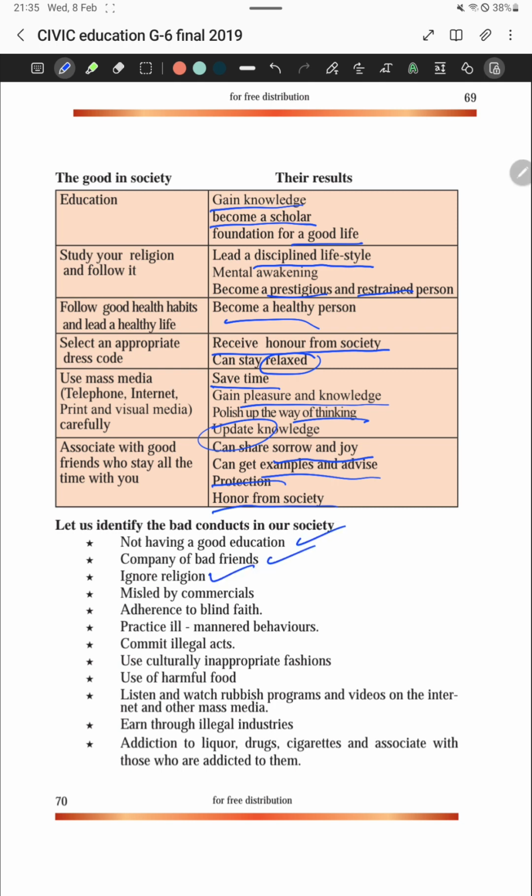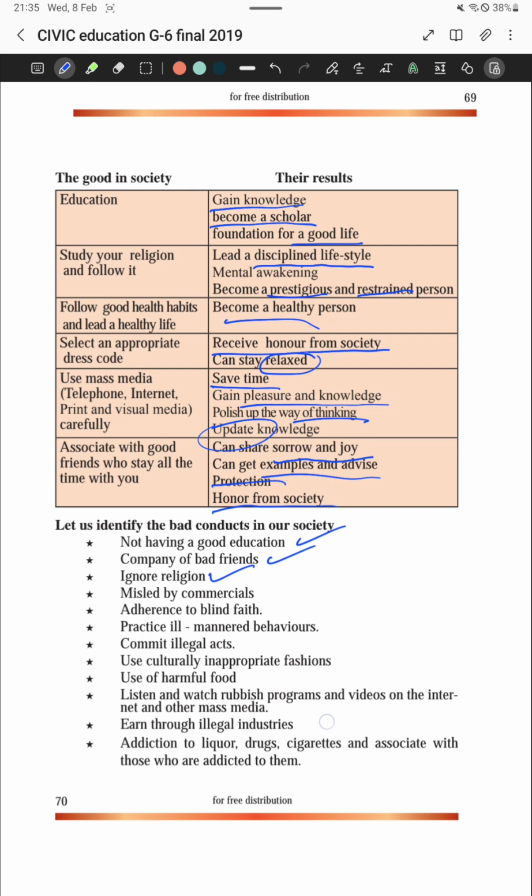So currently something is happening there. They are not concerned about religion, especially the students and the young generation. They are not concerned about religion until they get a negative effect in their life, right? Until something bad happens to their life, they are not at least trusting religion. So that's a bad behavior.